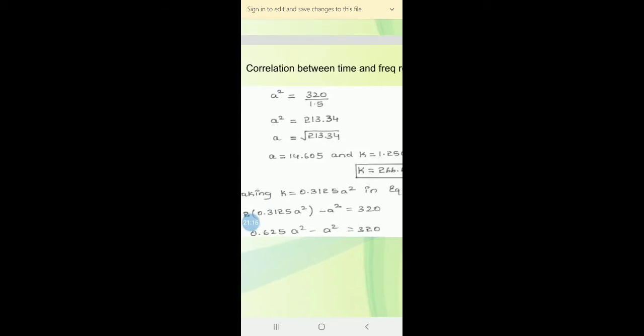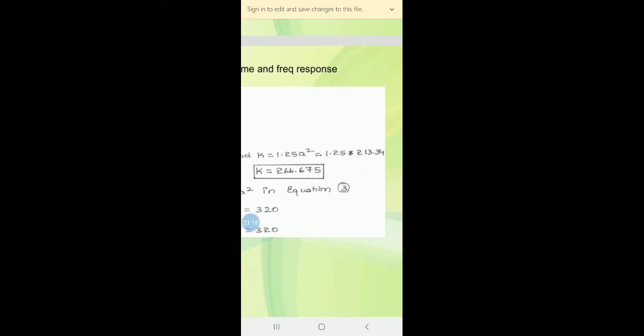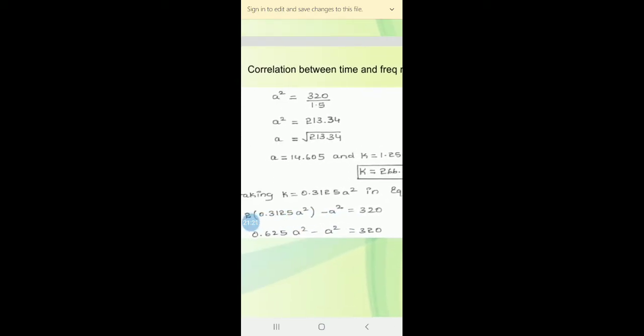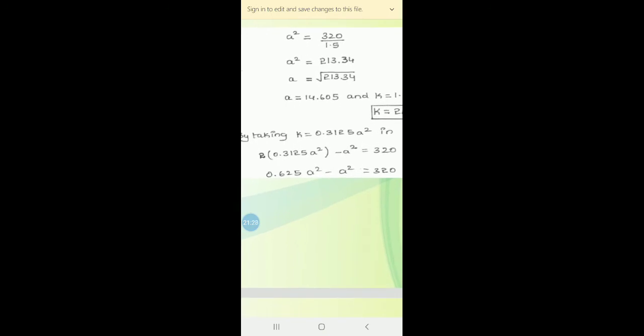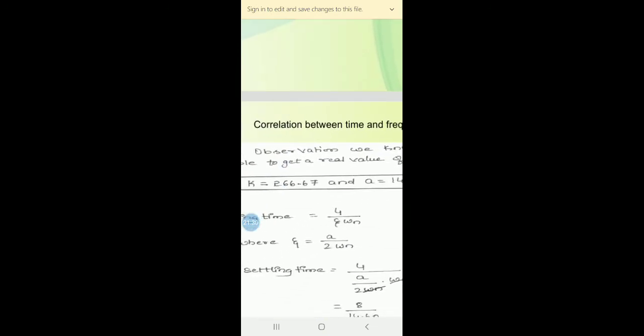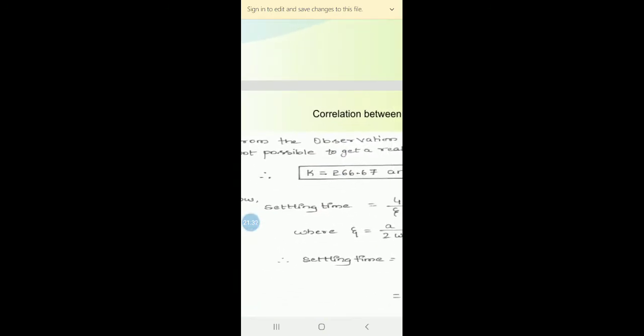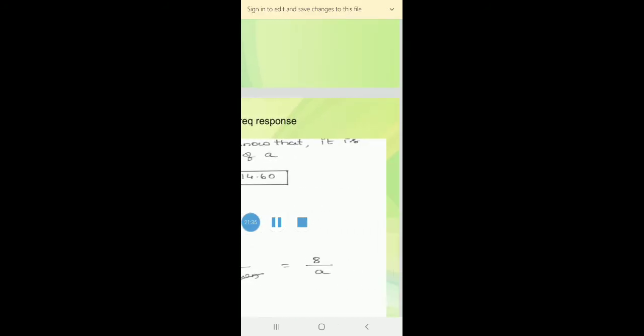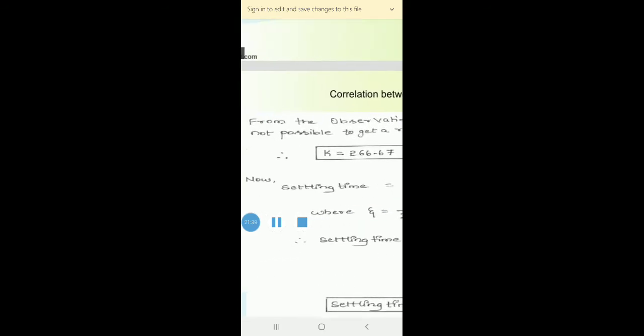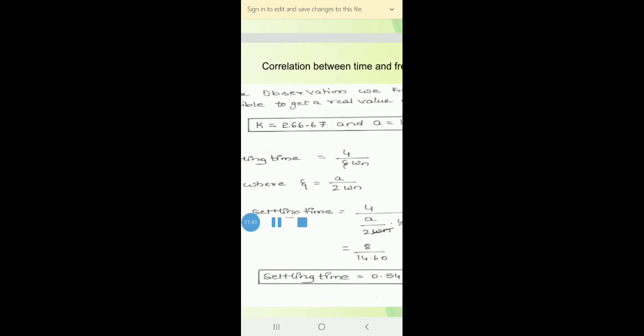By taking k is equal to 0.3125 a square in equation 3, 2 into 0.3125 a square minus a square is equal to 320. So 0.625 a square minus a square is equal to 320. From this observation we know that it is not possible to get a real value of a. Due to that, k is equal to 266.67 and a is 14.60.